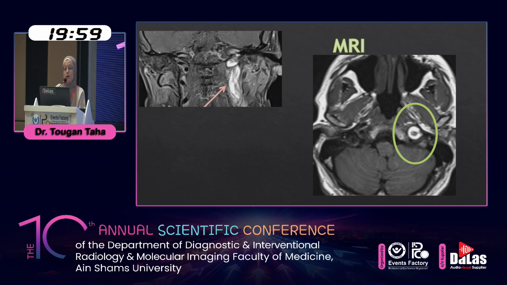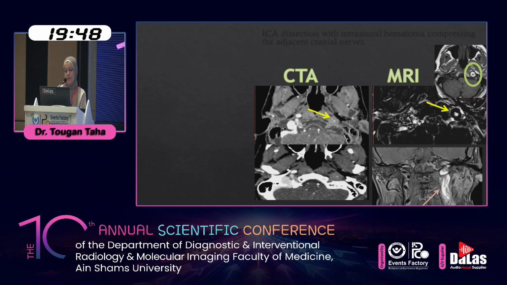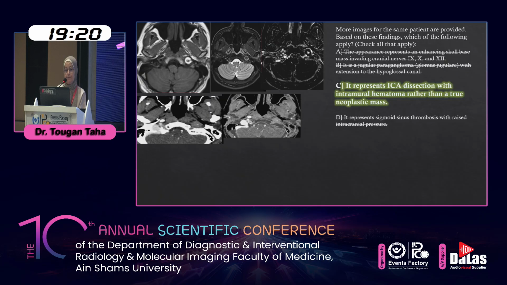There is a left jugular foramen mass lesion with concentric appearance and peripheral hyperintense T1 signal. In the post-contrast and subtracted images, this peripheral hyperintensity disappeared, and there is a central enhancing core. CT angiography confirms that there is concentric narrowing of the internal carotid artery. And the diagnosis is internal carotid artery dissection with intramural hematoma compressing the adjacent cranial nerves.